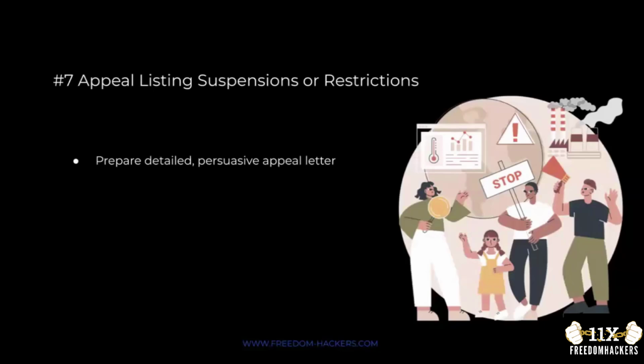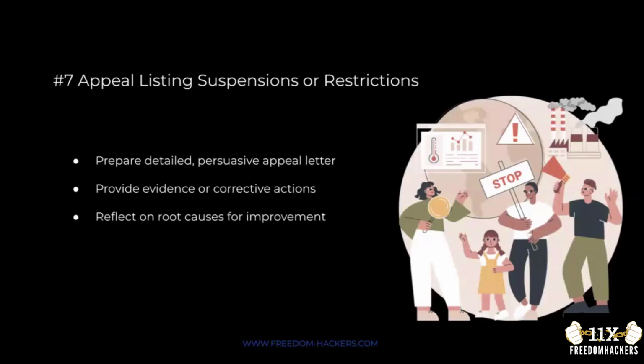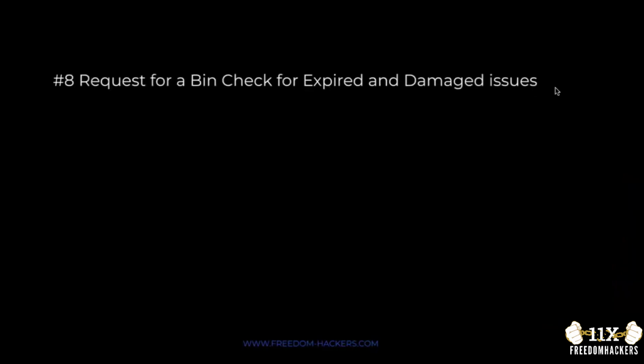If there's a listing suspension or listing restriction, then you need to prepare a detailed, persuasive appeal letter and provide evidence of corrective actions and reflect on root causes for improvement. We have plenty of examples to give you if you ever have that situation, with a plan of action and these corrective methods. So it's pretty simple. You just follow our template and give the information to Amazon, right?